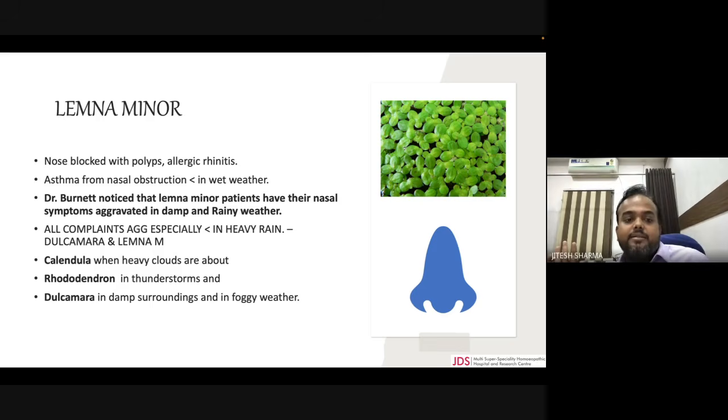Dulcamara, lemna minor. Now, how to differentiate: calendula complaints get aggravated when heavy clouds are about, rhododendron in thunderstorms, and Dulcamara in damp surroundings and in foggy weather.